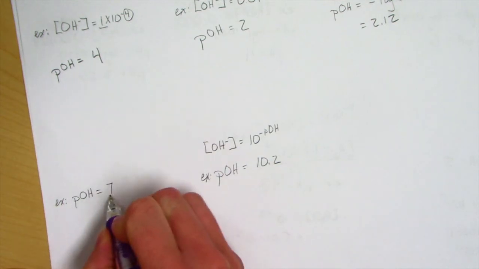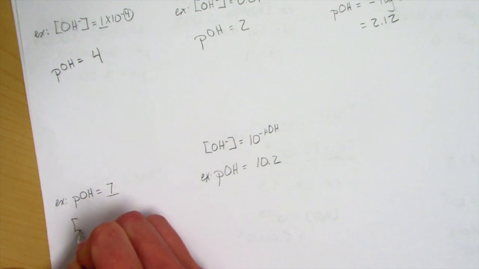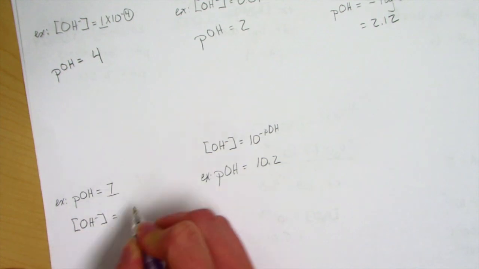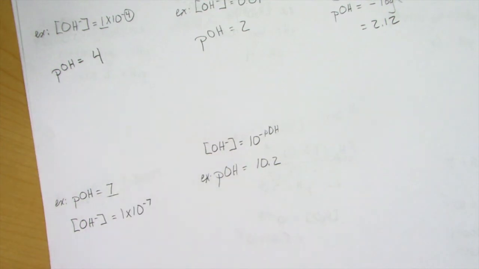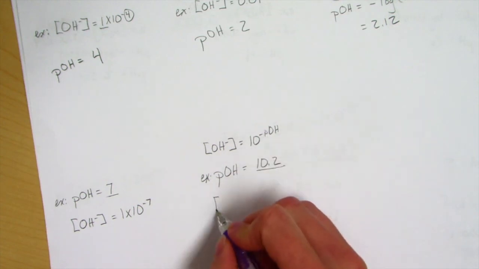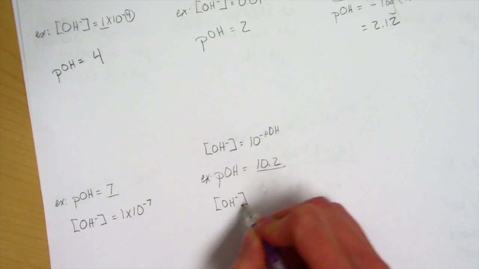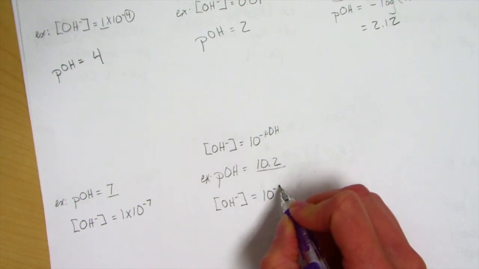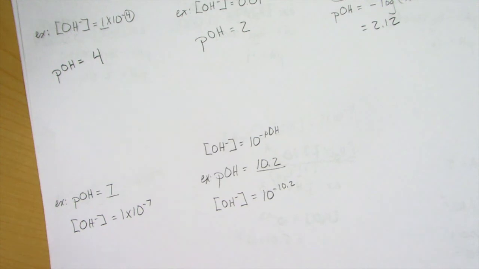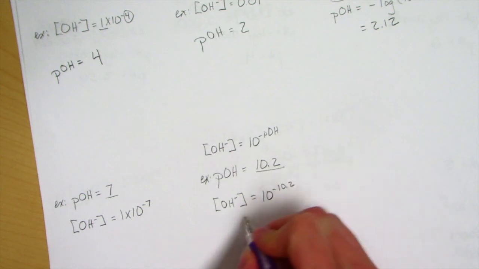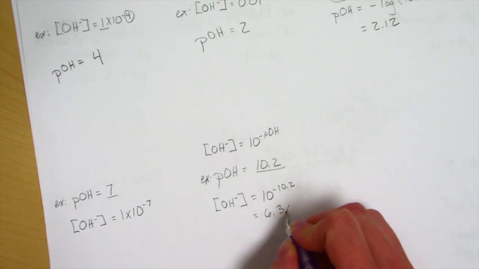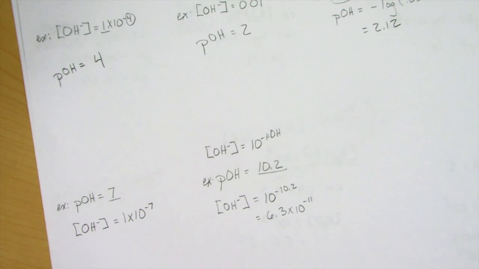Okay, we can look at the other side of it and try to get the concentration from the pOH. When it's a whole number and it's simple like this, our OH minus concentration is 1 times 10 to the negative 7th. When we don't have a whole number, that's when we're going to have to use the equation. OH minus equals 10 to the negative 10.2. So we just type into our calculator 10 to the negative 10.2. And we come out with 6.3 times 10 to the negative 11th for our concentration for OH minus.